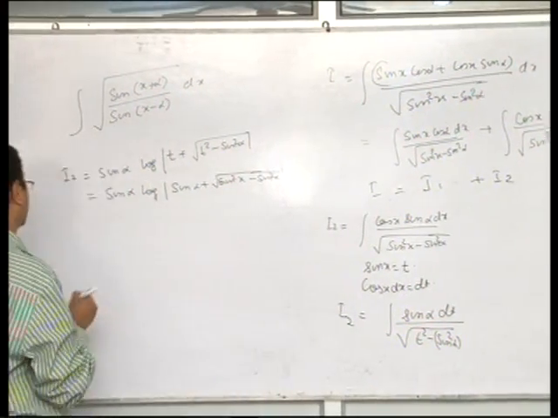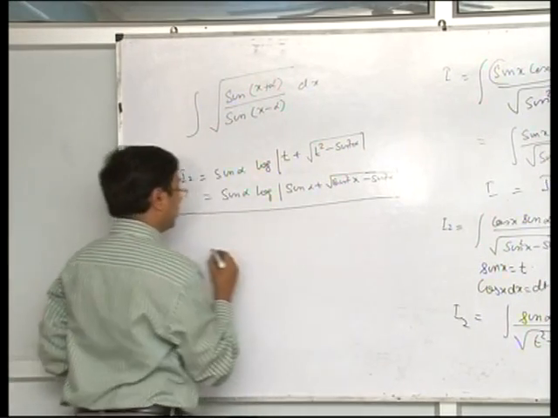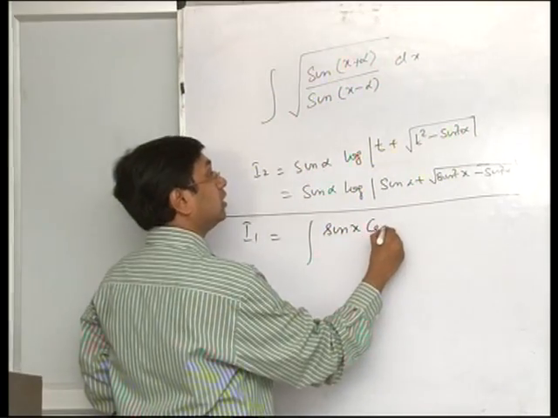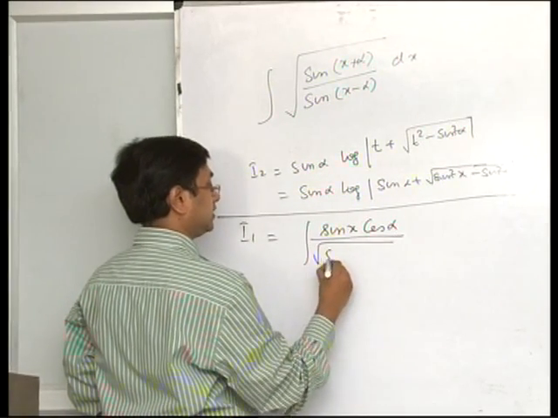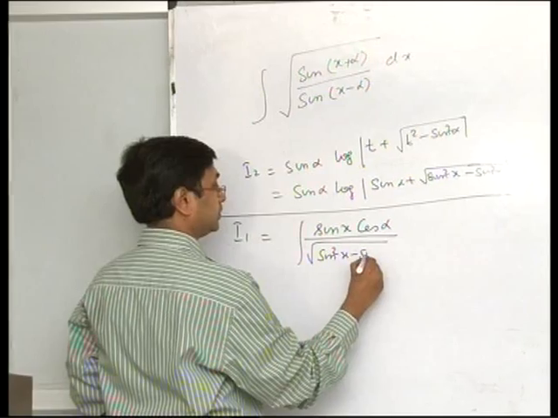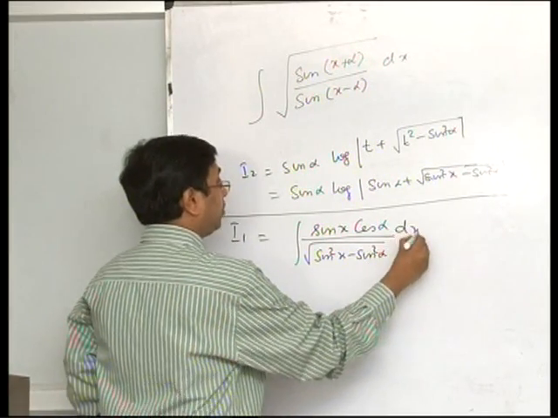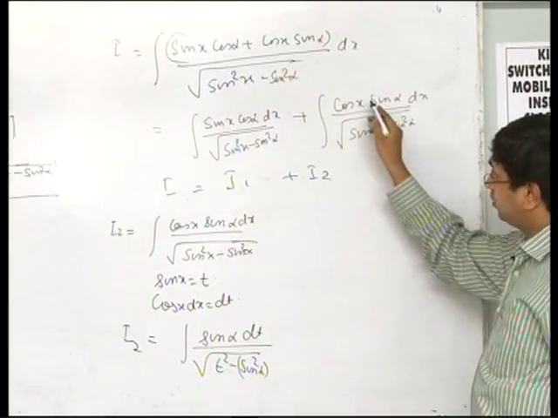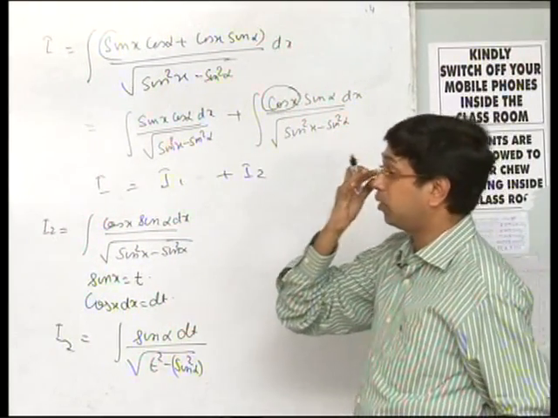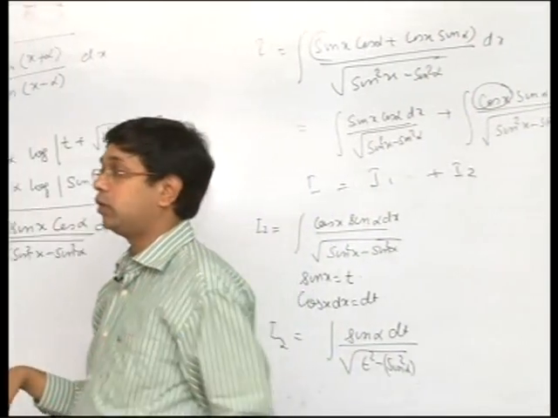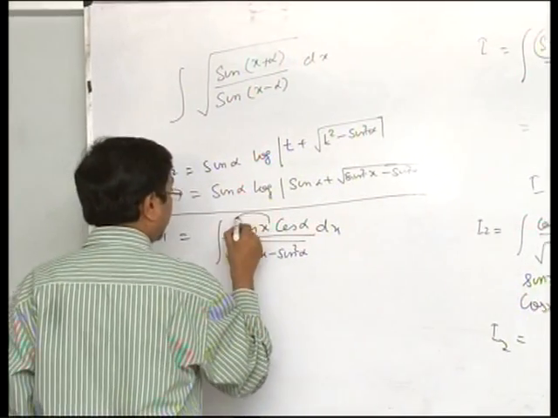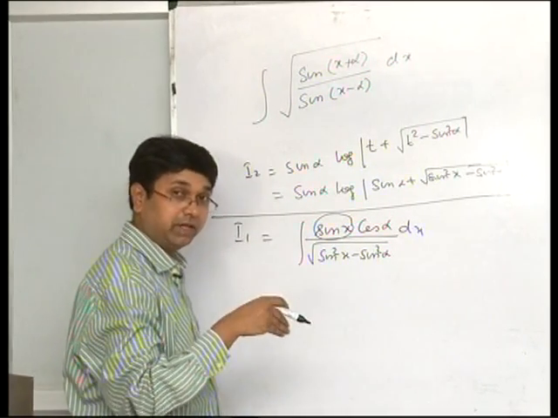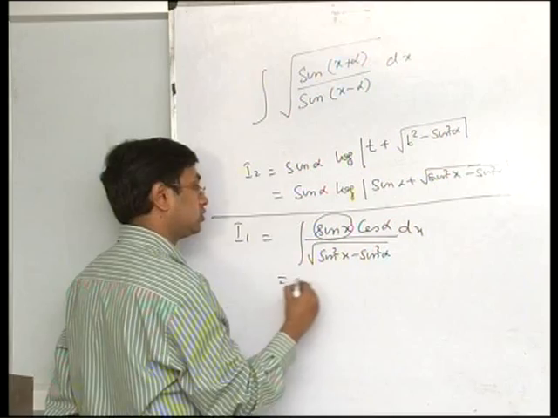So how do you go about I1? Now if you see I1, we have sin x cos alpha upon this. In the previous I2, there was sin outside and cos in the numerator, but now both are sin. So logically you should now be able to understand that sin is the derivative of which function? Cos x. Do we have cos x? No, but can we get it? Yes, we can convert this to cos x.